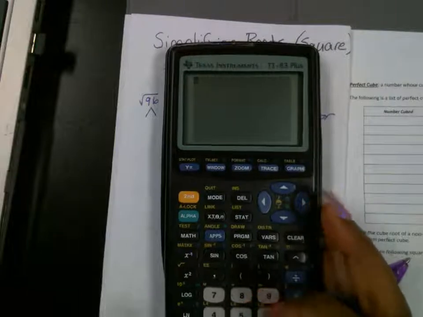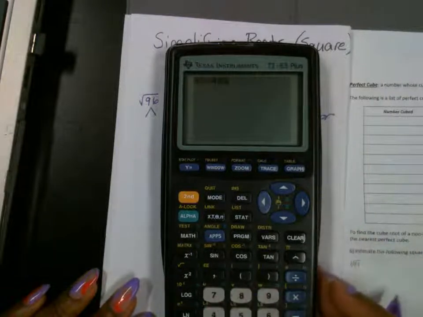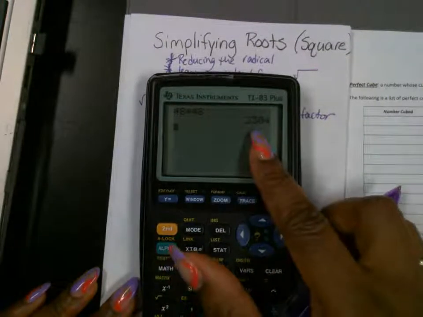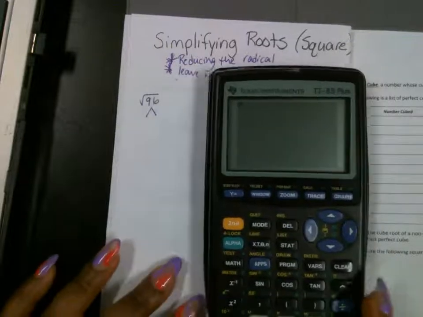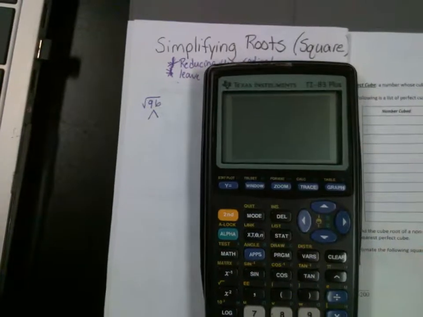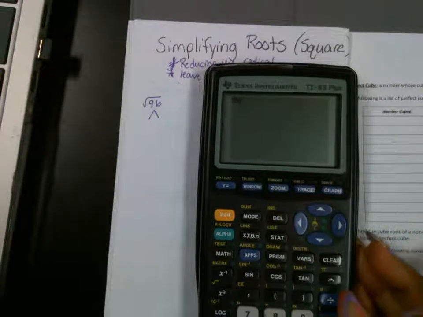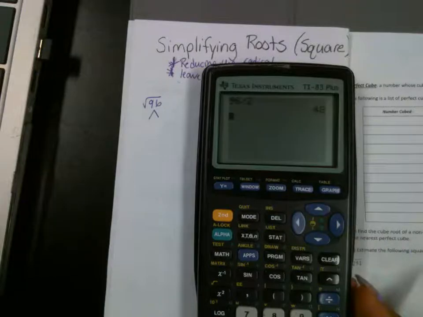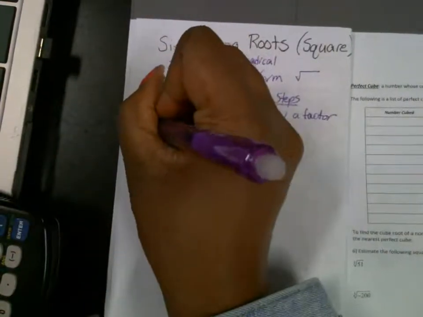48 and 48. 48 times 48 is a big number. What two numbers can be multiplied to give me 96? Okay. So 96 is an even number. So divide it by 2 to see what can be multiplied. And it's 48. 2 times 48.